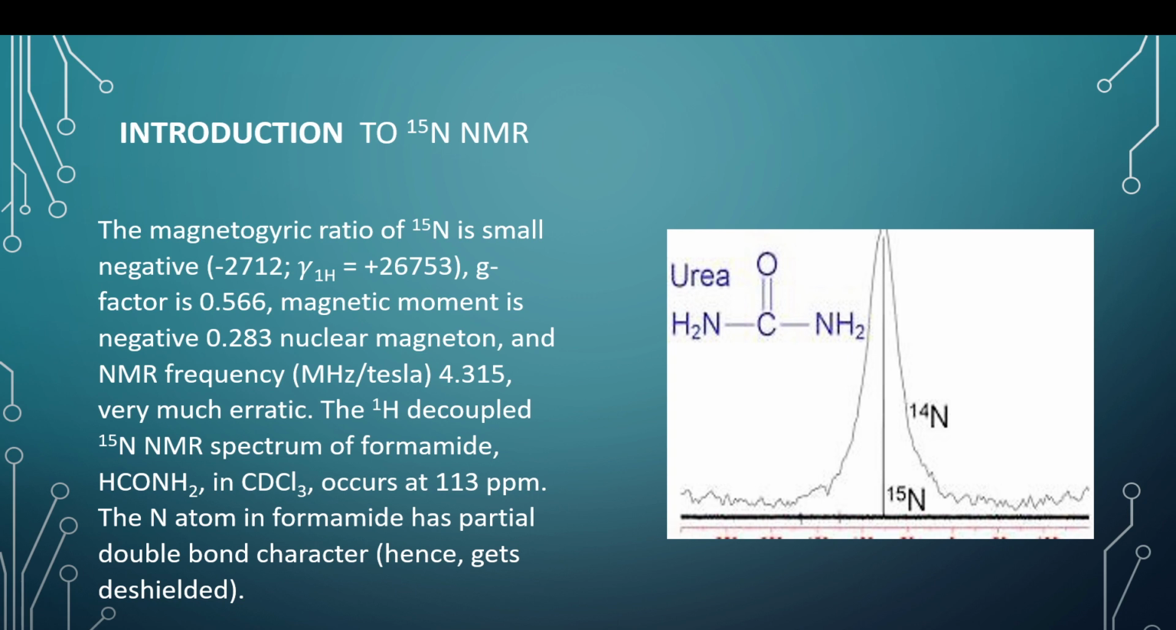The chemical shift data are very much erratic, hence assignment becomes difficult and challenging. The 1H decoupled nitrogen-15 NMR spectrum of formamide in CDCl3 occurs at 113 ppm. The nitrogen atom in formamide has partial double bond character, hence it gets shielded. And by shielded we mean a higher magnetic field value for delta ppm.